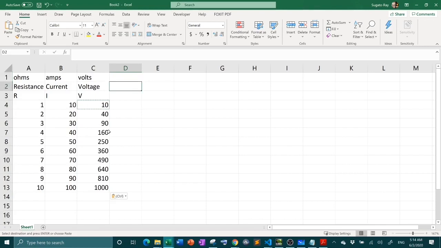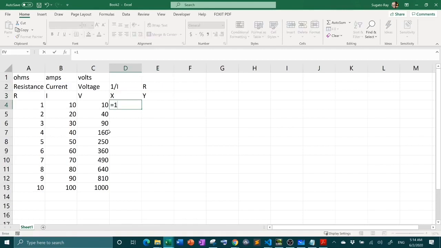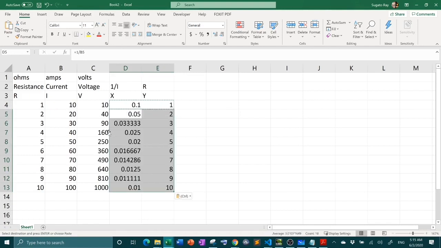Okay, so now what we want is our x and y. Our x is 1 over I, and this is R. So this is equal to 1 over I, and then y is equal to just a reference to our resistor, and then you take these two and drag them down.